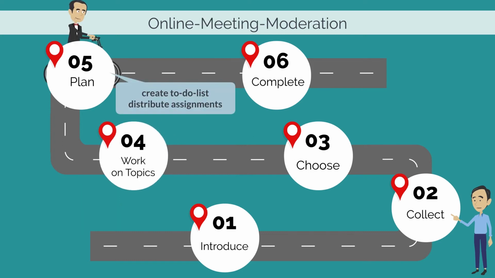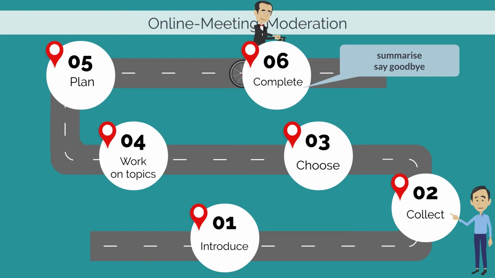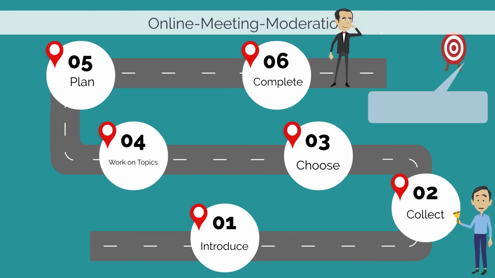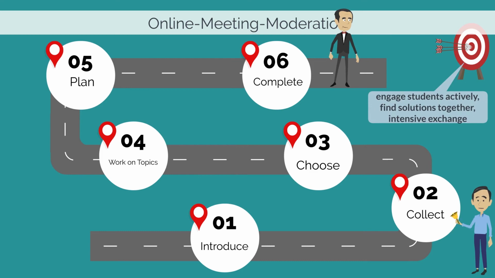In phase 5, we create a to-do list with assignments and also distribute those tasks. In phase 6, we close the topic, reflect and summarize the important aspects. You'll also need a lot of space for this phase, since you want your students to feel engaged. This is a very good opportunity to do so, because you can start a discussion or similar thing.